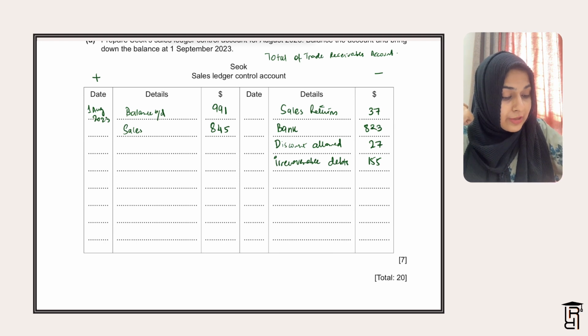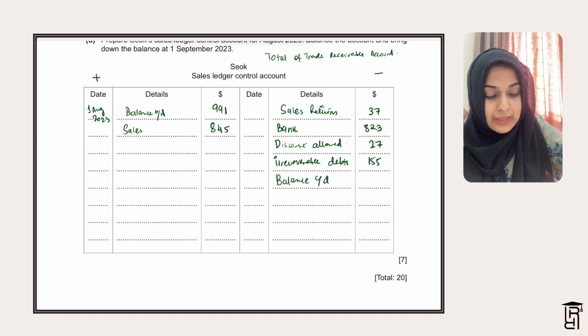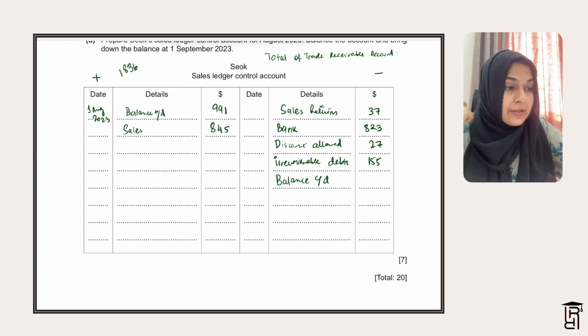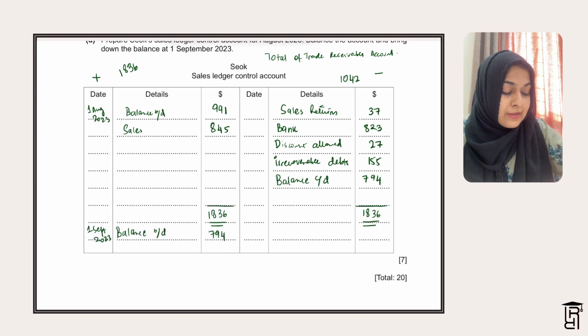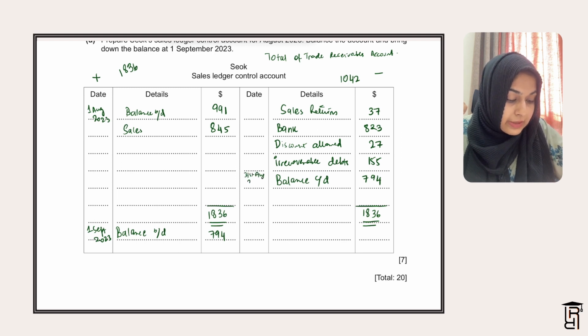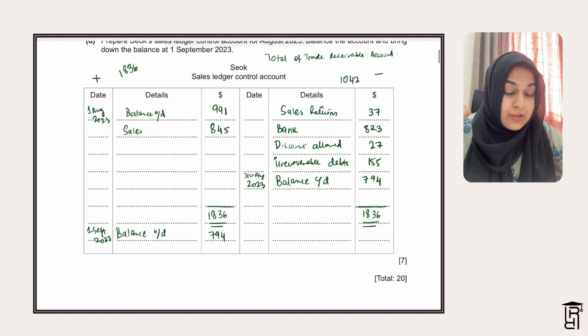So now you need to calculate a balance carried down here. So I write here balance carried down. The debit total is 1836 and the credit total is 1042. So when I subtract both of these, 1836 minus 1042 will give me 794. And the total of this account will be 1836 on both sides. This balance carried down will become the balance brought down. So this balance carried down is on 31st August 2023, and the balance brought down is on 1st September 2023. So that's it for this question.